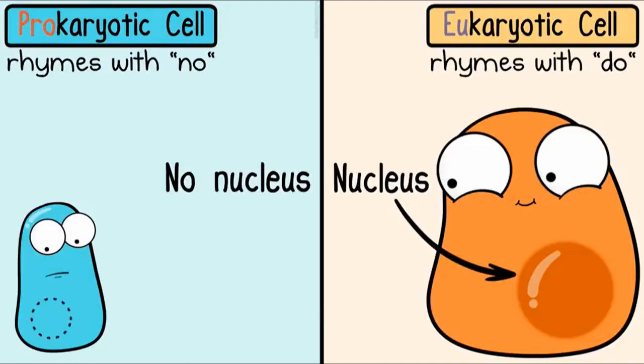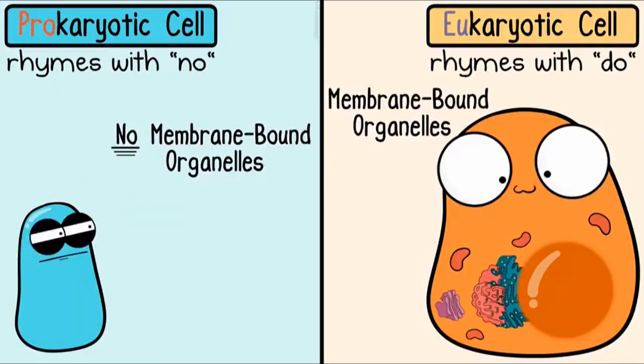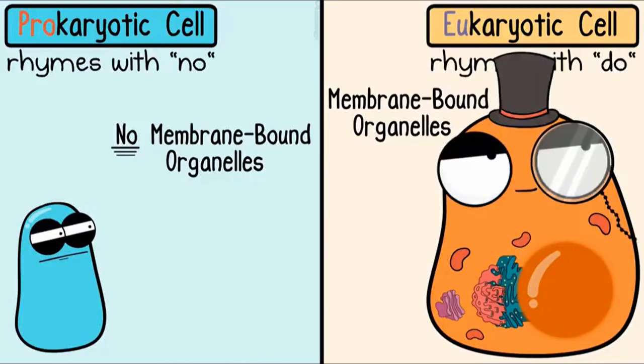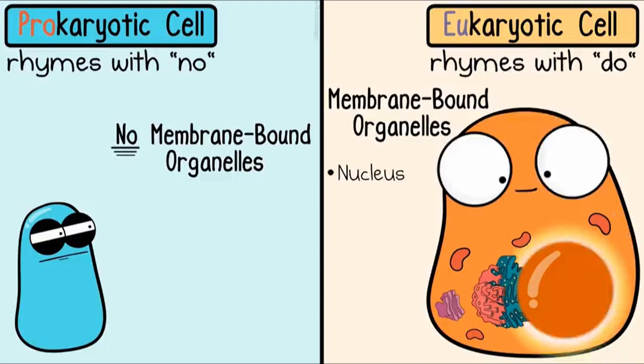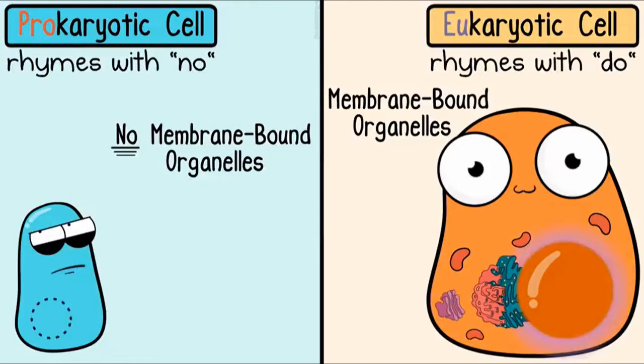Prokaryotic cells have no nucleus to contain their DNA, so you will find their DNA is not contained within a nucleus. It's a bit messy here. They have no membrane-bound organelles. Membrane-bound organelles are fancy organelles that have their own membrane, like the nucleus, mitochondria, the endoplasmic reticulum, and the Golgi apparatus. A big indicator of eukaryotic cells is this nucleus. Eukaryotic cells do have a nucleus to contain their DNA.